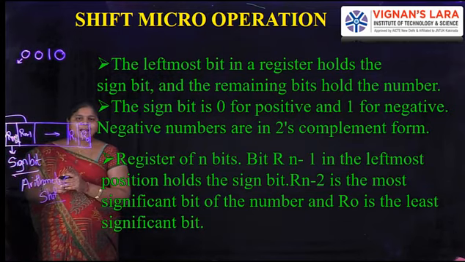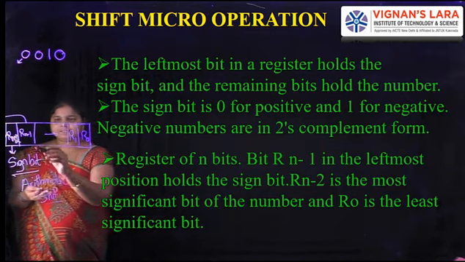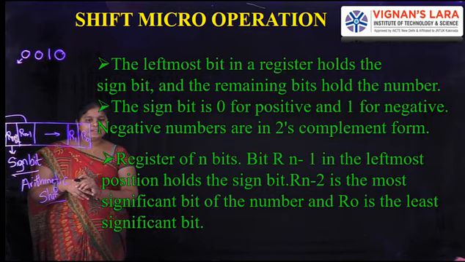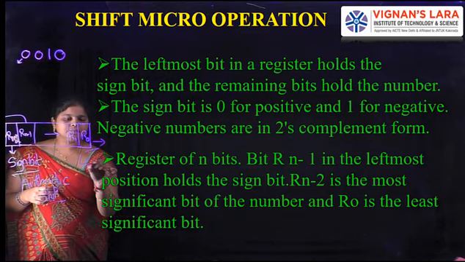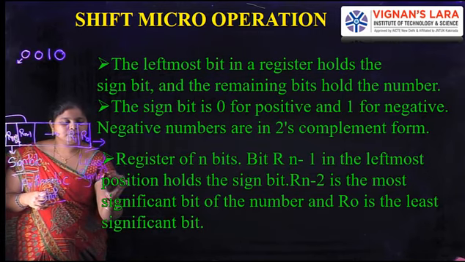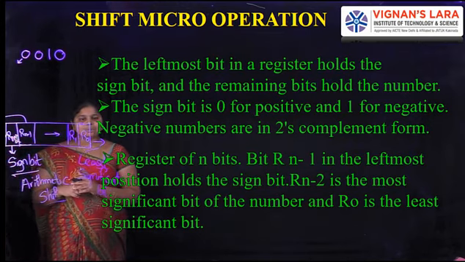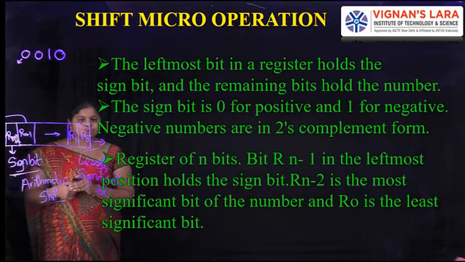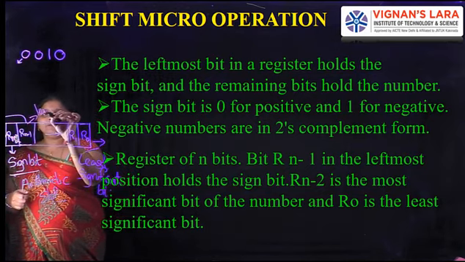In a register we have to take n bits. N bits means an unknown number of digits. Bit Rn-1 is the leftmost bit position and holds the sign bit, and Rn-2 is the most significant bit. R0 is the least significant bit. N-2 is the most significant bit, represented as a sign bit, whether the number is positive or negative. Sometimes it is also the least significant bit.